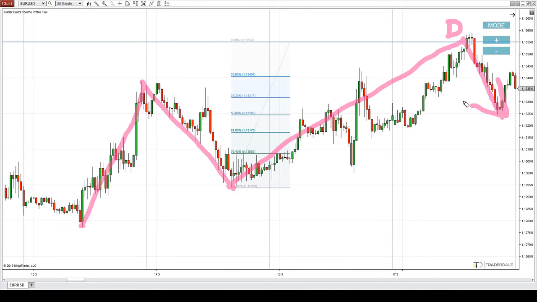Even if you don't really like trading volumes, you can as well just use the Fibonacci and trade with it like this.